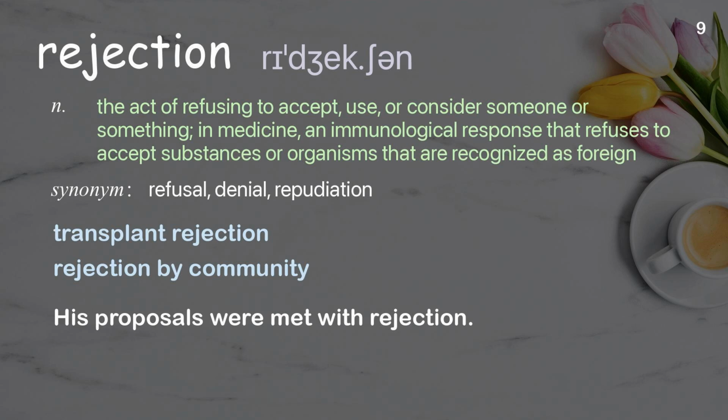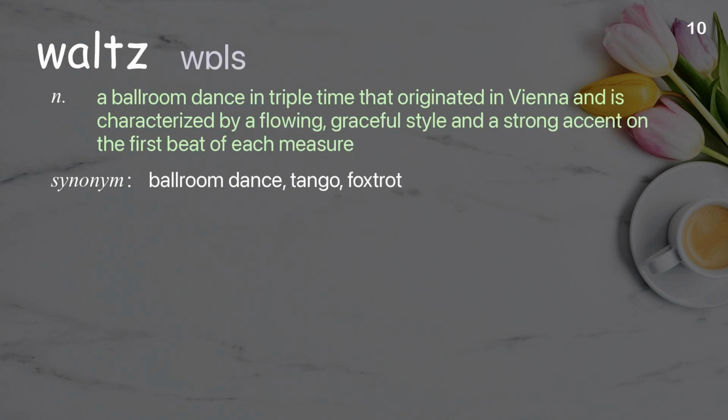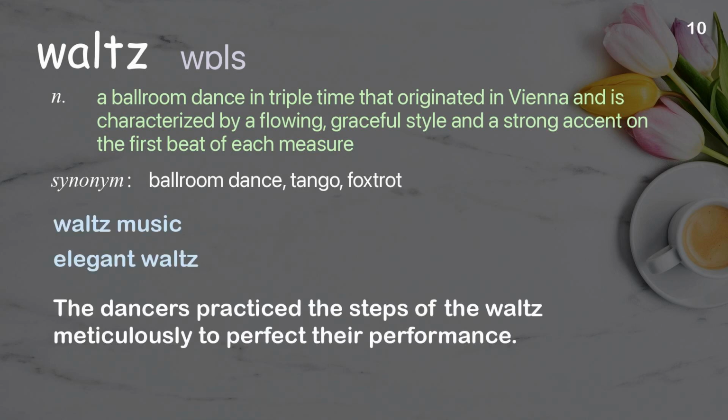Waltz. A ballroom dance in triple time that originated in Vienna and is characterized by a flowing, graceful style and a strong accent on the first beat of each measure. Examples: Waltz music. Elegant waltz. The dancers practiced the steps of the waltz meticulously to perfect their performance.